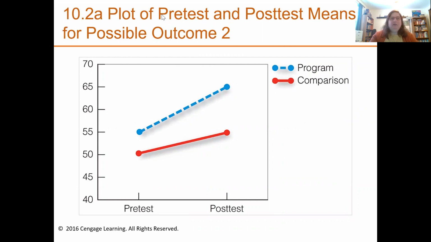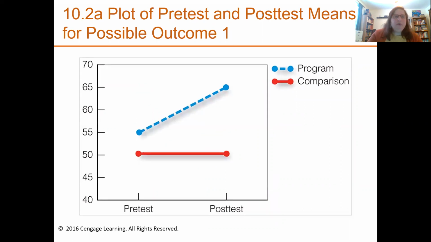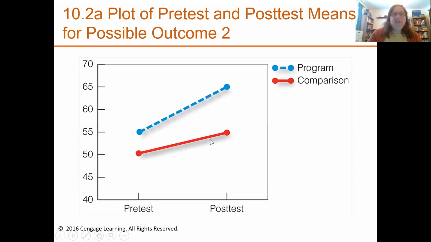Here's a different possible outcome. And yet another possible outcome. So let's go through these real quick, actually. Let's just make sure we're clear. So with the comparison group, nothing happens. And the program group, we have an increase, which we'll assume is positive news, good news, exactly what we want from the program. Here, even the comparison group is increasing, but not as much as the program group.